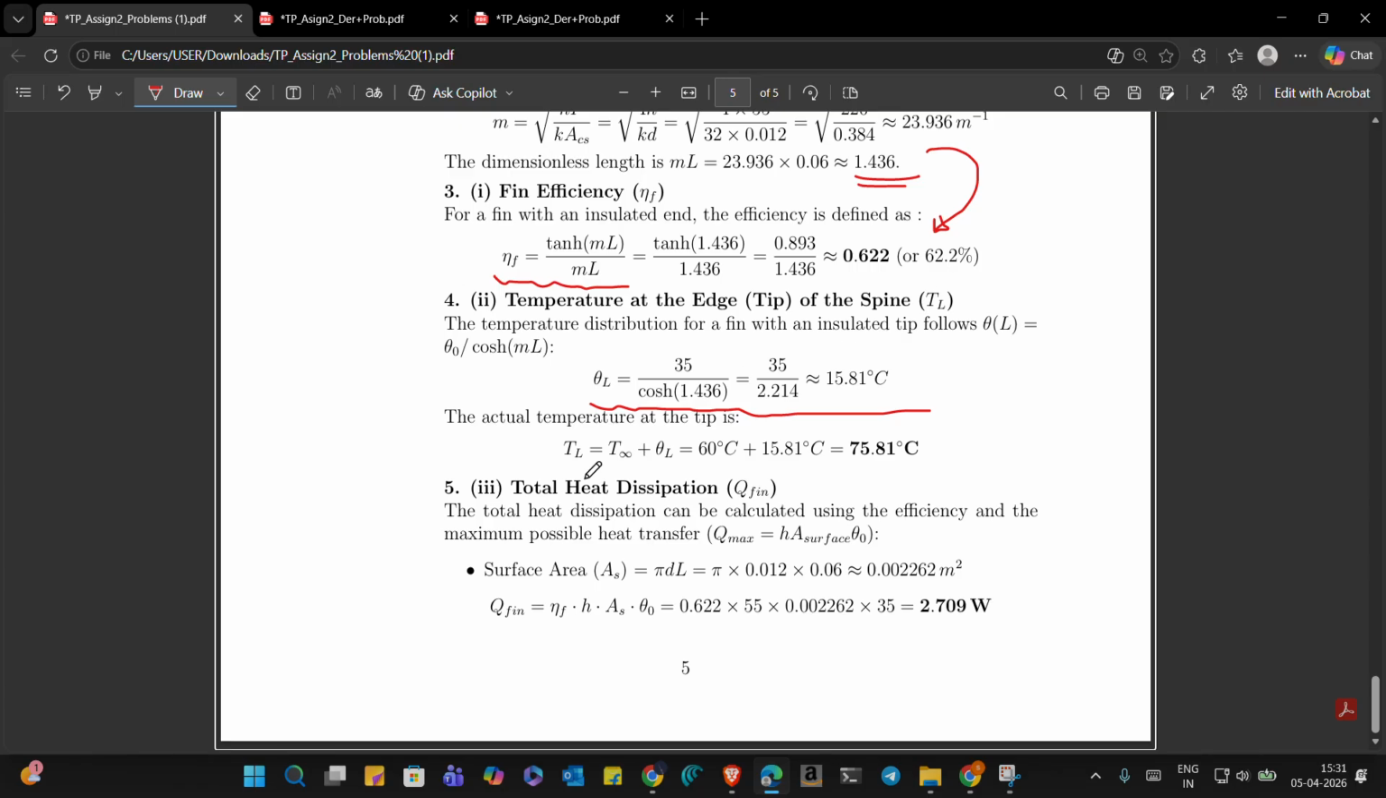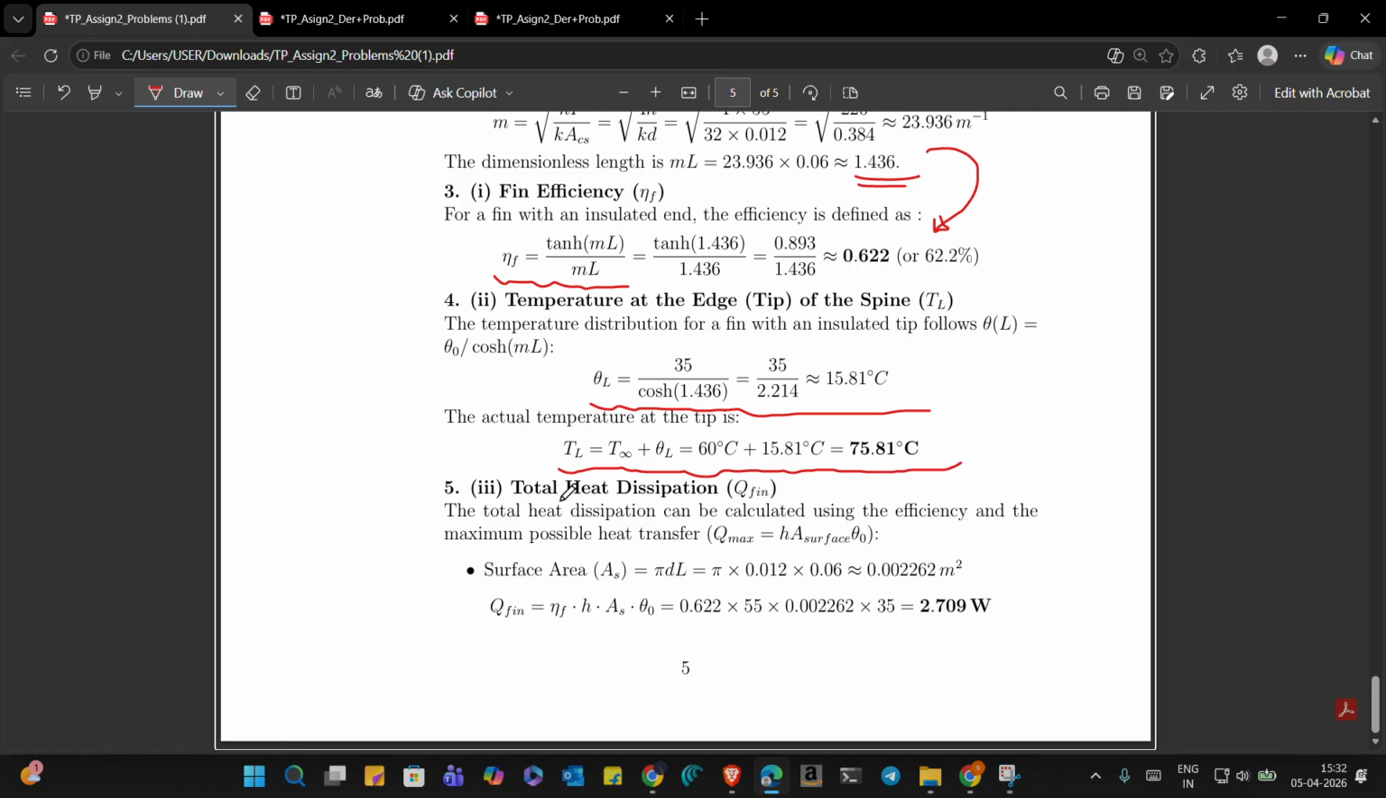But we are going to use the definition of theta that we defined earlier, and substituting those values, we get that the actual tip temperature comes out to be 75.81 degrees Celsius.